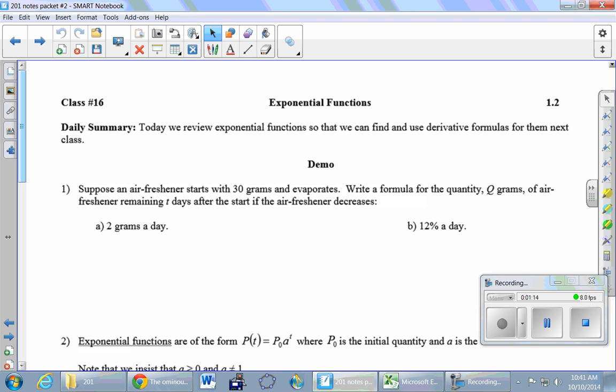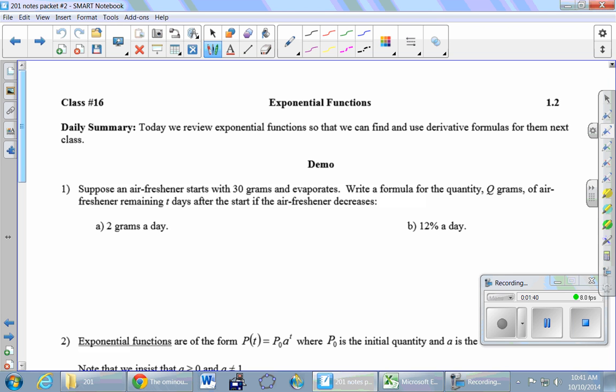Suppose an air freshener starts with 30 grams of gas. Okay, so we've got this air freshener that starts with 30 grams of some unnamed chemical. Let's start with part A here.